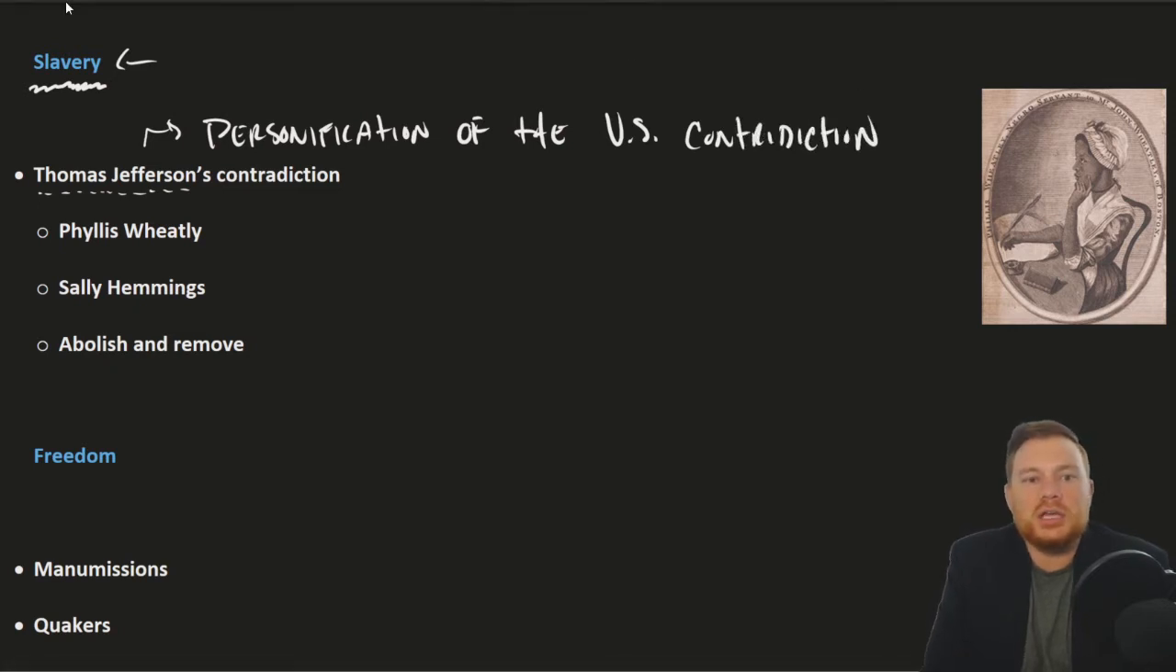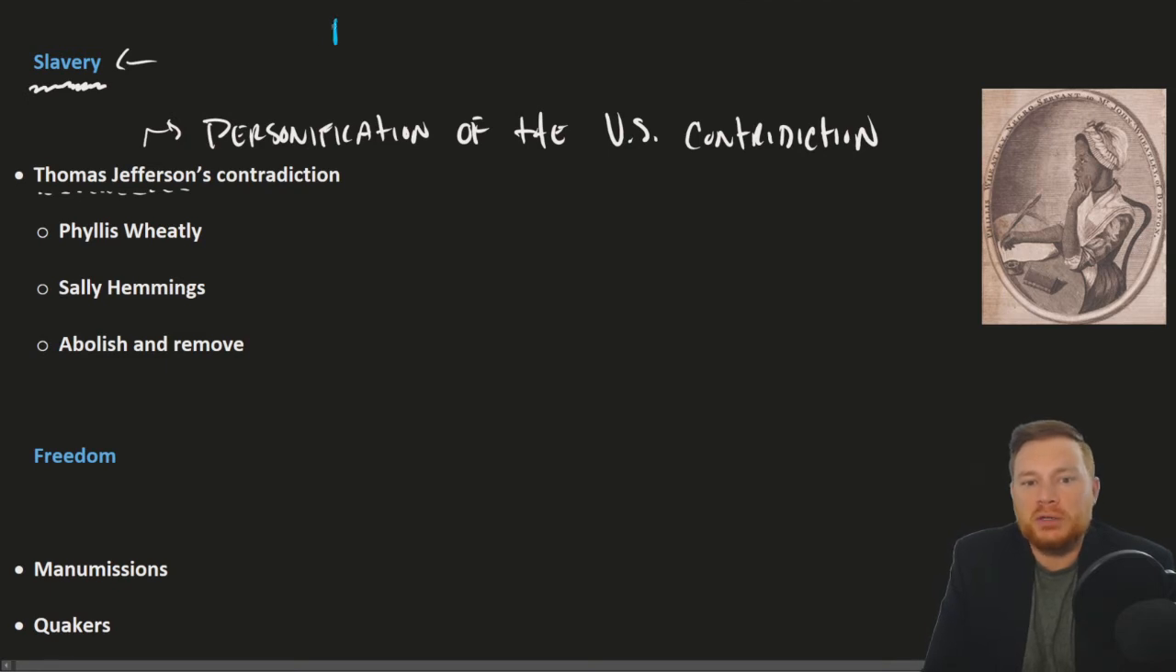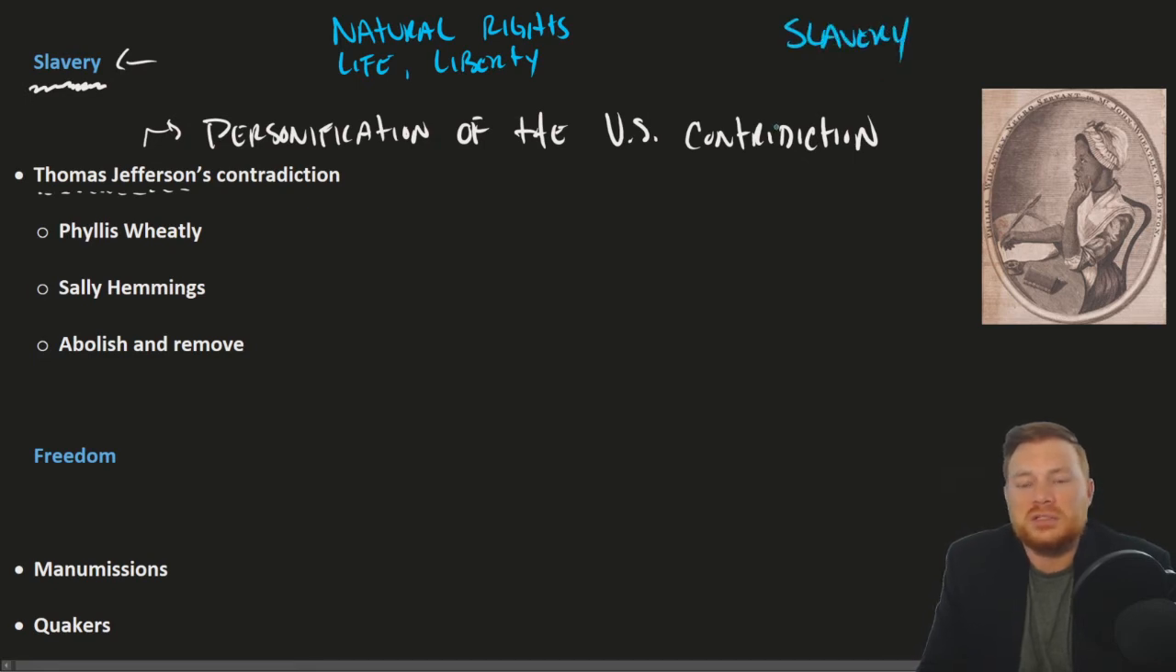Within the Declaration of Independence and a lot of the reasoning behind why the United States separated from Great Britain is the idea of natural rights. Among those natural rights are things like life and liberty. These are crucial founding principles of the United States. And then you have the very real reality of slavery being practiced. You can't have both at the same time. It's either the United States is the land of liberty, or it's the land of bondage and enslavement.